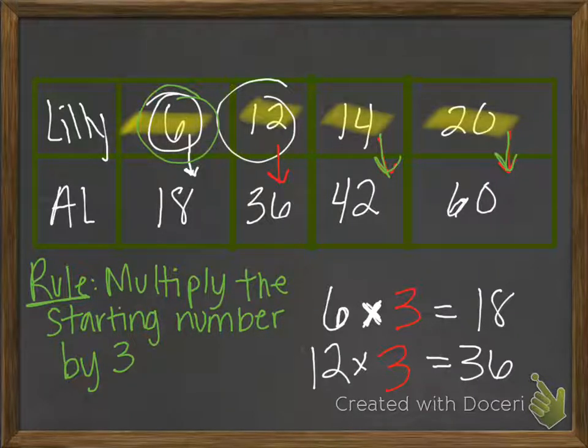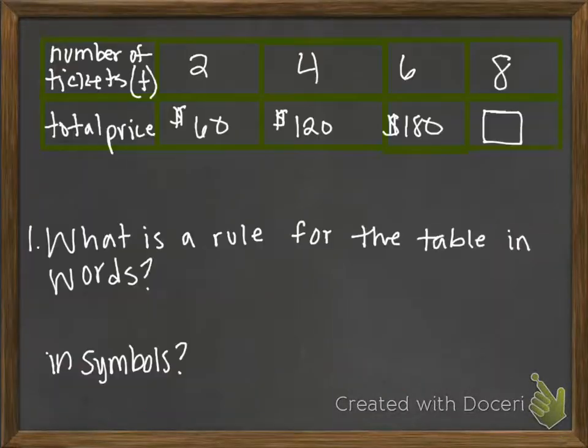Another way I can write this rule is 3 times S, for the starting number. I'm just going to use S there. 3 times S for the starting number. That's our rule.